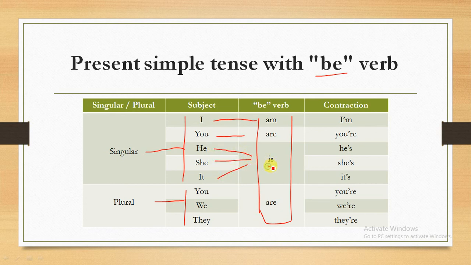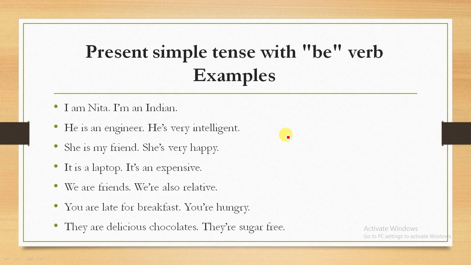Here we need to understand one thing. This is the first person, this is the second person, and this is the third person. For the first person we use I, for the second person we use you, and for the third person we use he, she, it. Here we will also see some contractions of these two words, for example, I'm, you're. Now we will go through some examples.